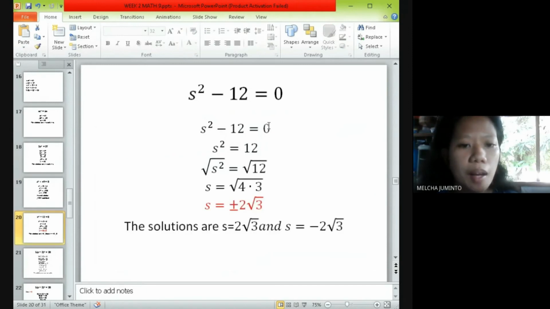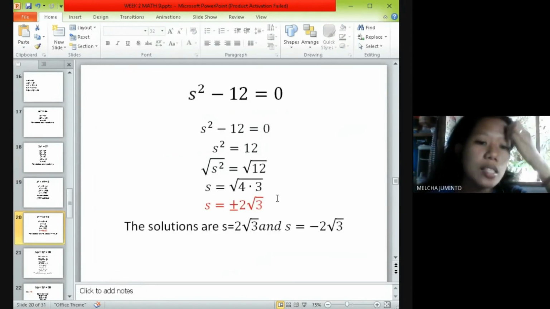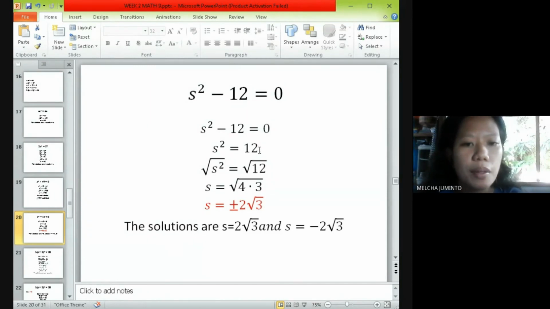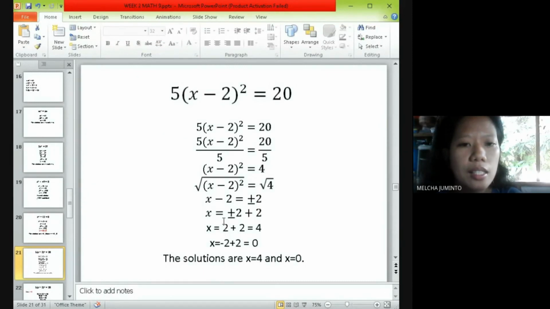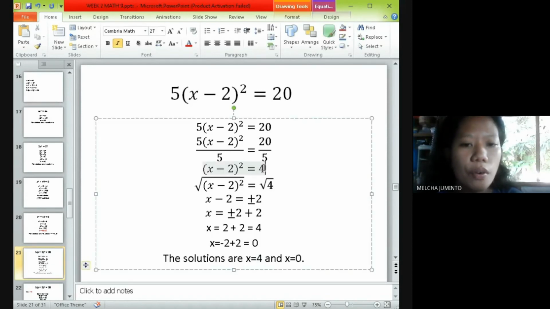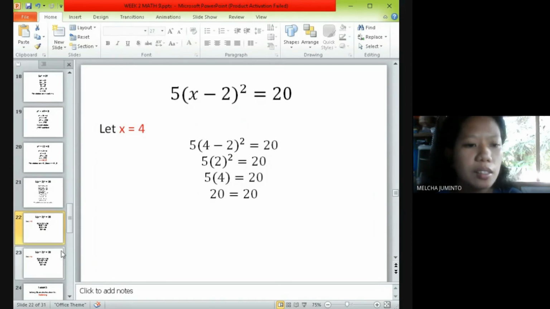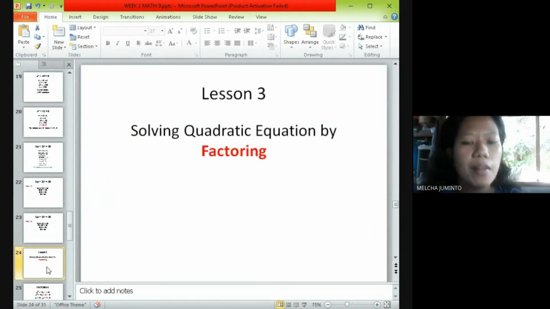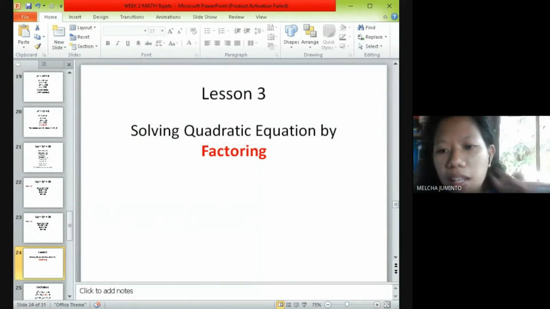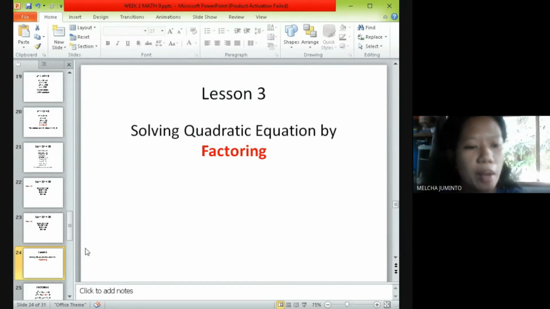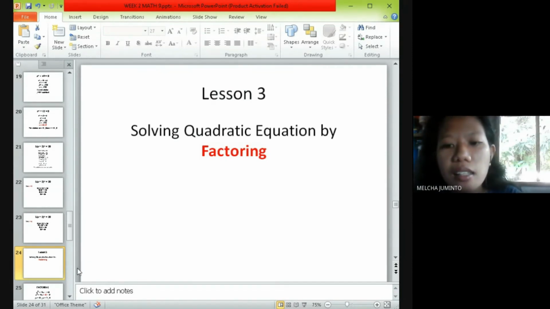Next example, this one is an example of case number 1 because k is 12. 12 is greater than 0. Next, this one is also case number 1 because k is 4. 4 is greater than 0. Next, this one, just check it. Example. Let me repeat: if k is not a perfect square, but if it is greater than 0, you need to extract the square roots.